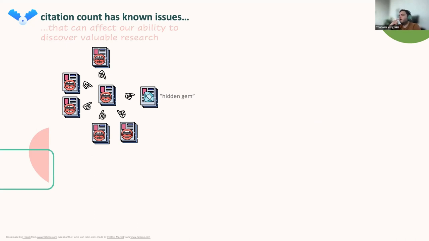So first of all, when we are using citation count-based indicators, we should always keep in mind that citation count is an indicator that has a lot of known issues. And these issues can affect the ability of people that are using it to discover valuable research. One such problem, there are also others that I will not mention, but one such problem is that it is possible for a work to have a lot of merit, and also a lot of impact.